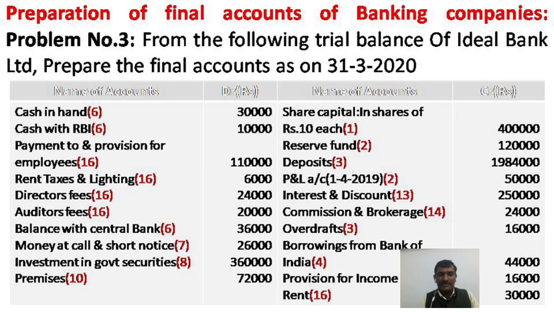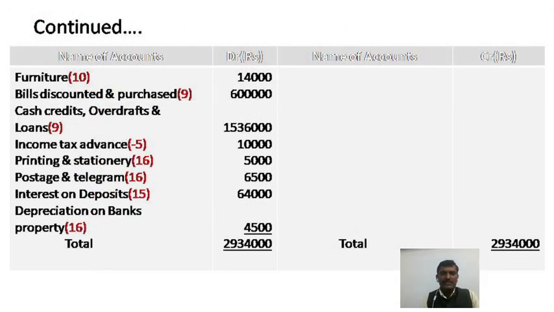Then we have balance with central bank. It is an item of schedule number 7, so it is taken to schedule number 7. Then money at call and short notice is also an item of schedule number 7. Investment in government securities is an investment itself, so taken to schedule number 8. Premises is a fixed asset, taken to schedule number 10. Likewise furniture is also a fixed asset, taken to schedule number 10. Bills discounted and purchased is an advance, taken to schedule number 9. Cash credits, overdrafts and loans is an item of schedule number 9.